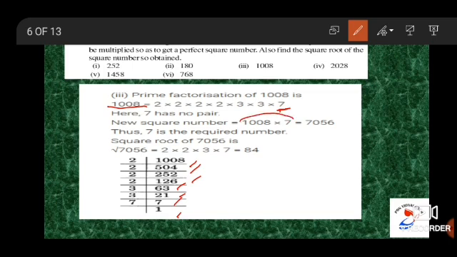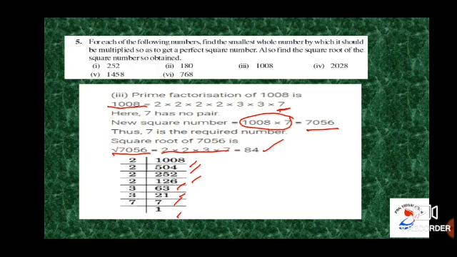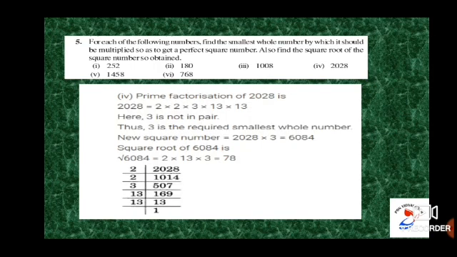So, 1008 multiplied by 7 will give you the result 7056. We also have to find the square root of 7056, that is equal to 2 into 2 into 3 into 7. The answer is 84. So, remember children, first you have to find the prime factors of the given question. Then you have to find which number is not in pair. Take that number and multiply it with the question to get the answer. Let us move on to subdivision 4.